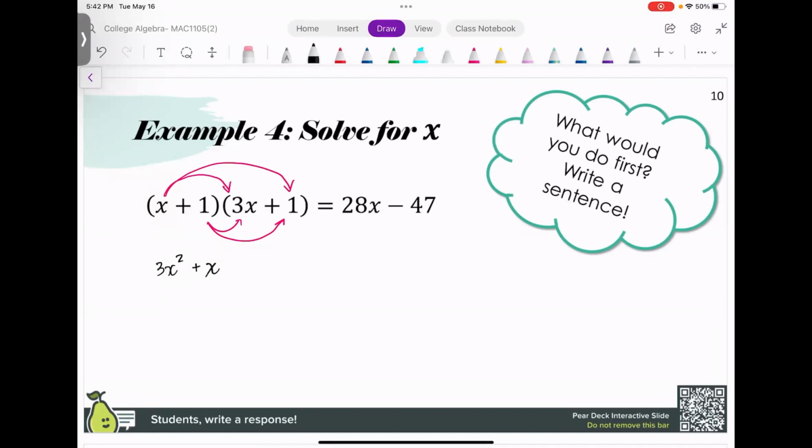1 times 3x, 1 will now get distributed to both terms in the other set of parentheses. 1 times 3x is 3x. 1 times 1 is 1. And that's what equals 28x minus 47.